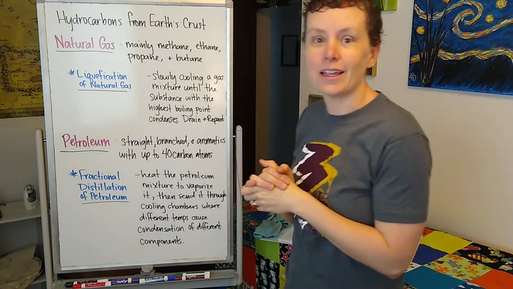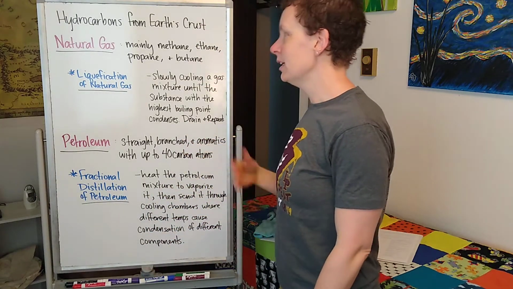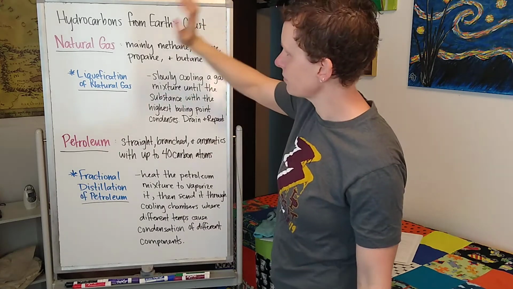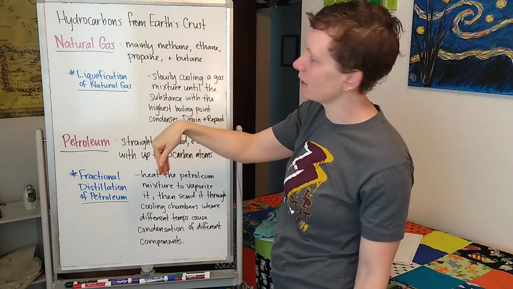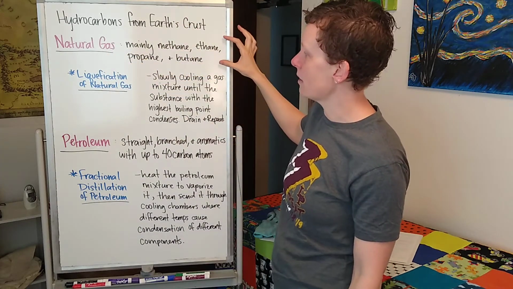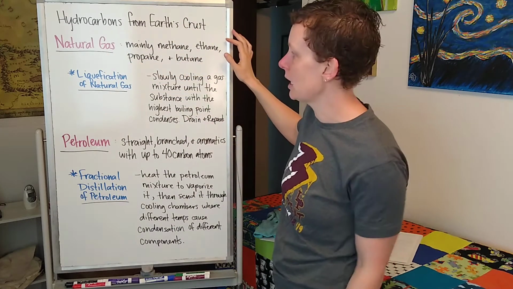All right, so this is the end of chapter 22. The last section is hydrocarbons from Earth's crust, and we've got three categories. The first two are on this side, and then I'll flip it over and show you the other side. So natural gas, which is mainly methane, ethane, propane, a little bit of butane.